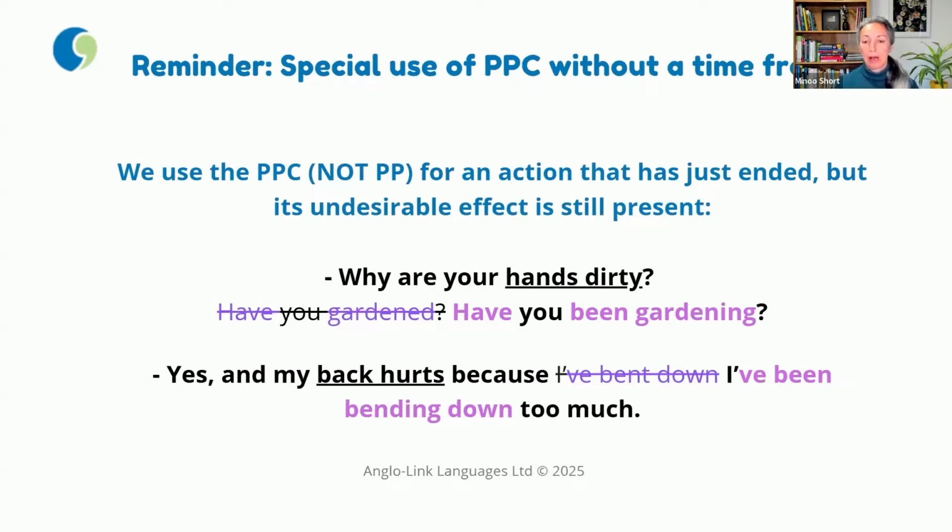For example, in this dialogue, why are your hands dirty? Have you been gardening? Not have you gardened. Yes, and my back hurts because I've been bending down too much. Although you're not bending down anymore or gardening, we continue to use the present perfect continuous, not the simple form.